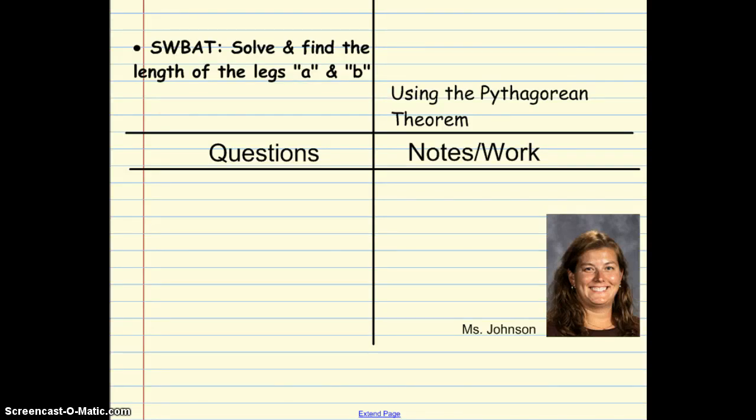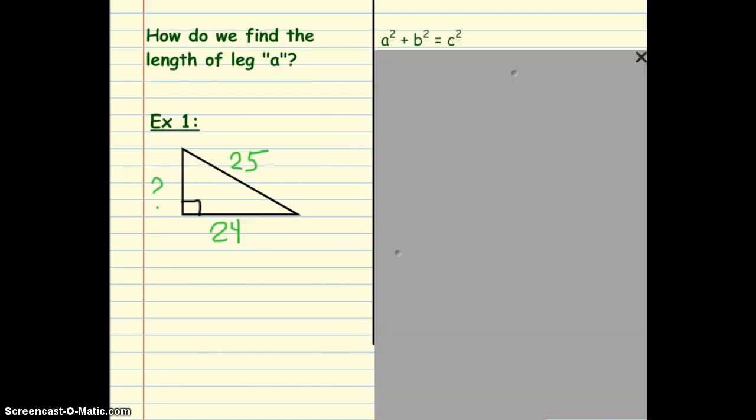Today we are going to solve and find the lengths of the legs, which are known as sides A and B. Alright, well let's start with finding the length of leg A. This is the shortest side. So we've got this right triangle, we've got sides 24 and 25. Let's see, first thing we can figure out is 25 is right across from the right angle, so this is our hypotenuse. So 25 is going to be our C number. And 24 looks like it's next biggest, so that's going to be B.